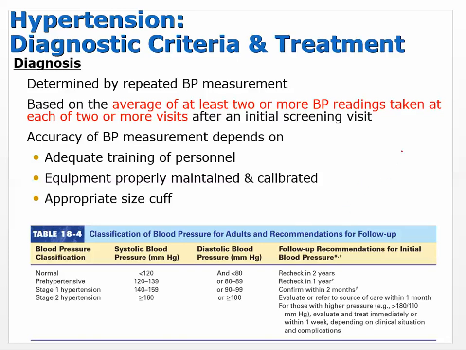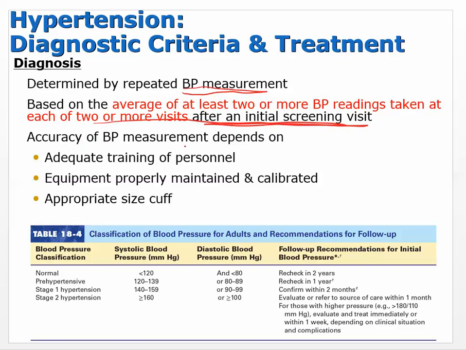Okay, so diagnostic criteria and treatment determined by repeated blood pressure measurements. You can't just take somebody's blood pressure once and say, "Holy cow, you're in big trouble." You kind of have to see what happens over time. Okay, it's based on the average of at least 2 or more blood pressure readings taken at each of 2 or more visits. Okay, after an initial screening visit. Okay, so we want to make sure that it's not a fluke, and that it's persistent, because that's part of the definition, part of the diagnosis.